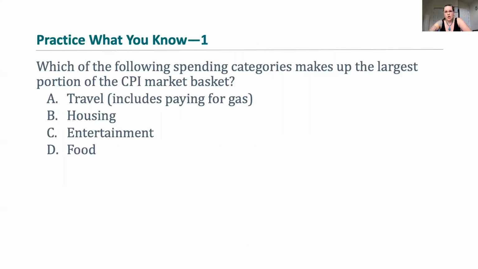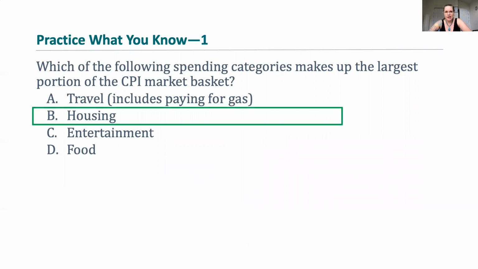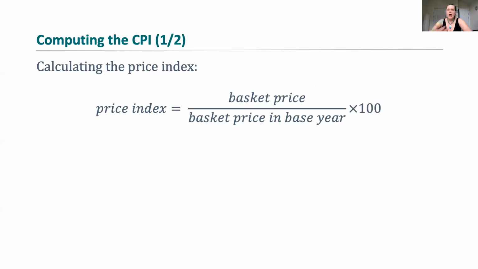So let's practice what we know. Which of the following spending categories makes up the largest portion of the consumer price index basket? Well, if you remember from a slide earlier, it was housing. People tend to spend 40 to 50% or more of their income on rent and mortgage payments. So how do we actually calculate these numbers?